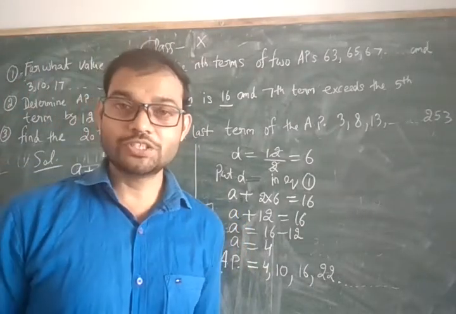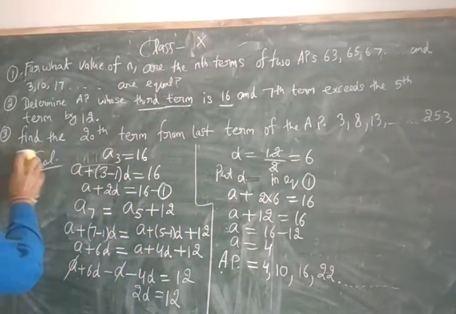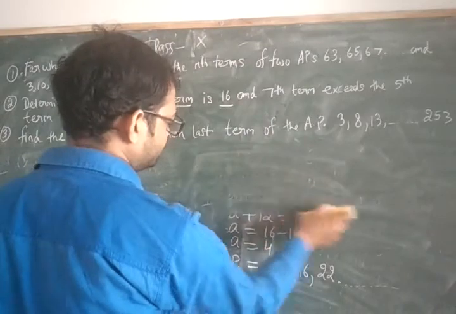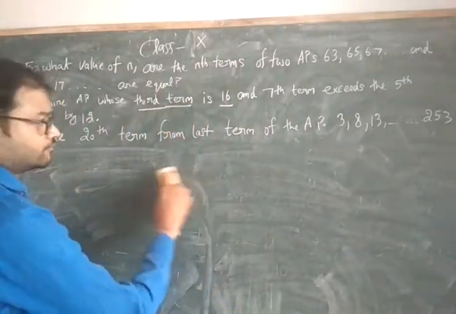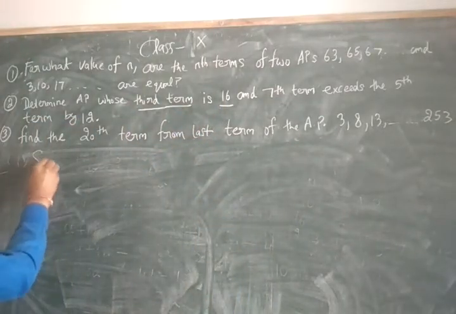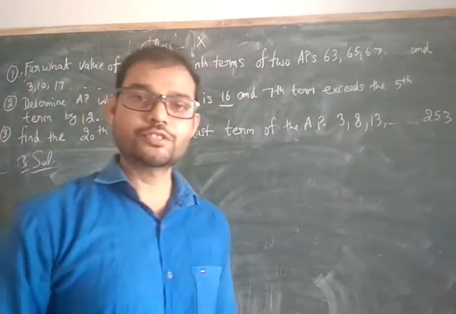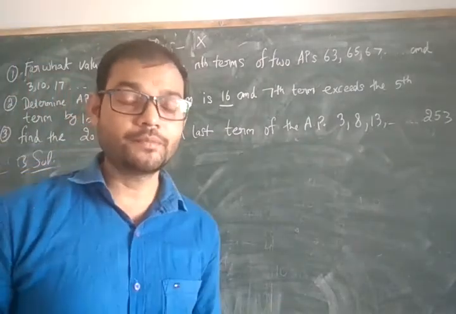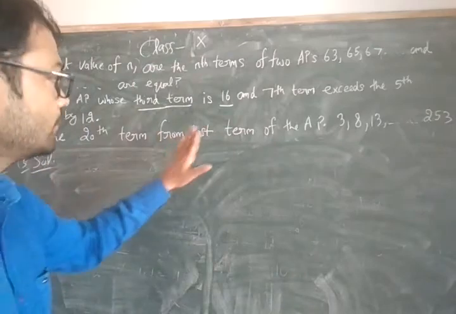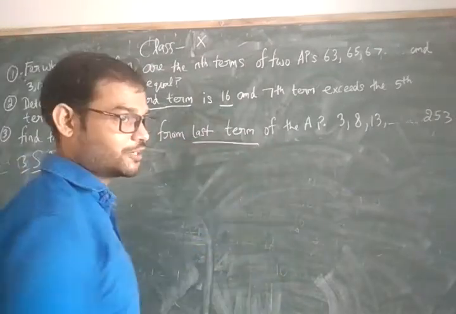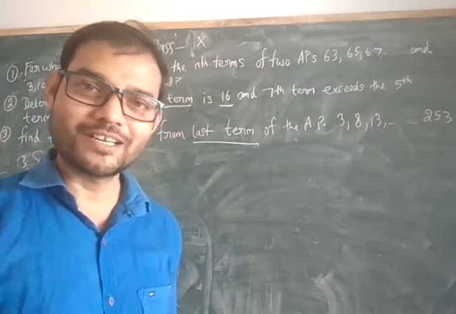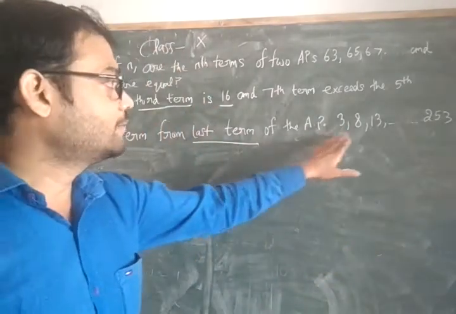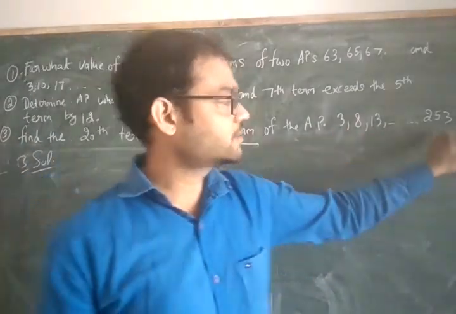Now let's start our third question. Now we are going to start question number 3. In this one, what is written is: find the 20th term. You have to find the 20th term from the last. Here, just the keyword 20th term alone does not decide it; you would simply apply the formula, but there is one keyword, that is last, from the last of the AP. Here the AP is given as 3, 8, 13, and the last is 253.